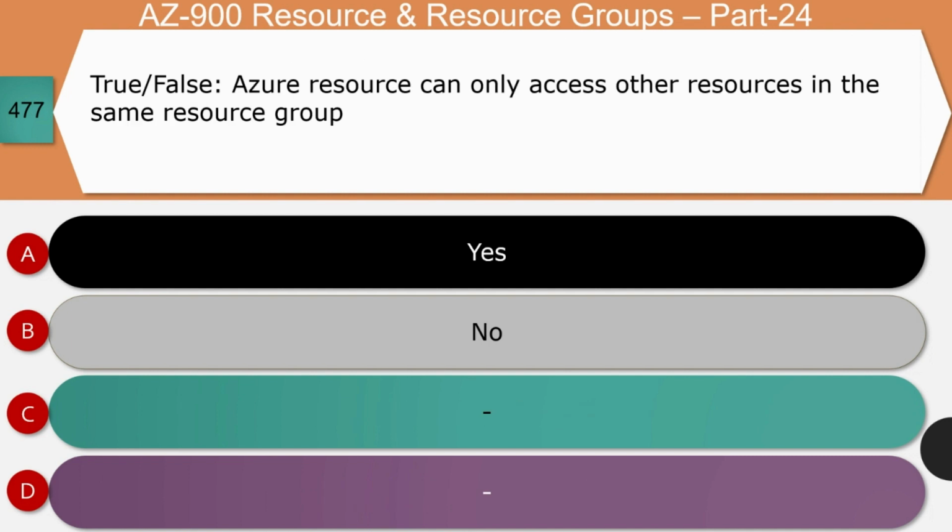Next question. True or false? Azure resources can only access other resources in the same resource group. Is it yes or no? Right answer for this question is no. Let's see the reason. A resource can interact with the resources in other resource groups also. And so the right answer for this question is no. Explanation: Azure resources can access other resources in the same resource group and also the resources in the other resource groups based upon the access permission.